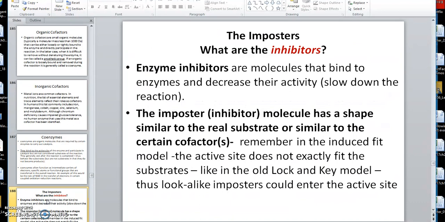Now I'm coming to what we call inhibitors. I think I'm going to start a new video for inhibitors. So I'm going to close here.